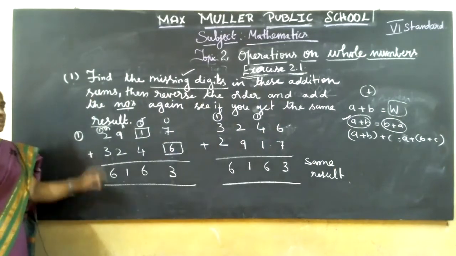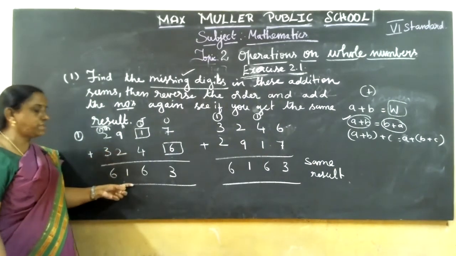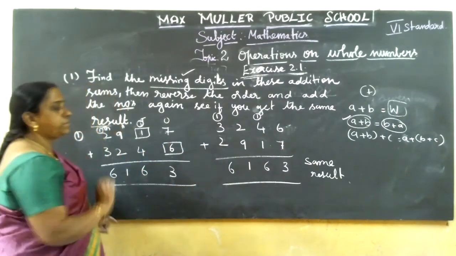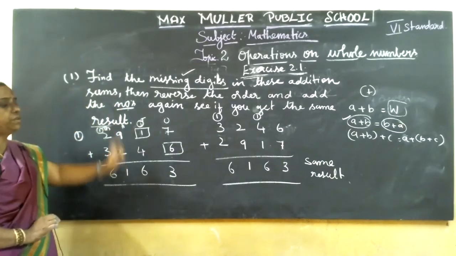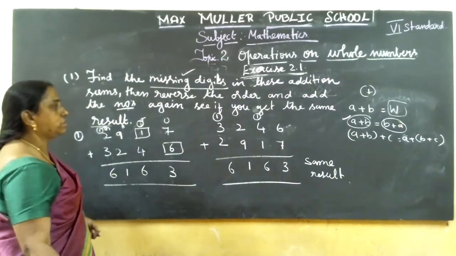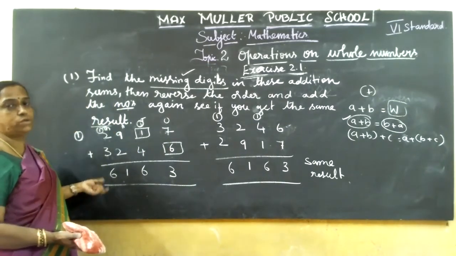Clear now? See, like this you should do. First write the missing number, then check whether it's correct or not. Then write the reverse order, and check whether you get the same result or not. Yes, we got the same answer. Clear now? So I'll teach you one more, something you can understand easily.